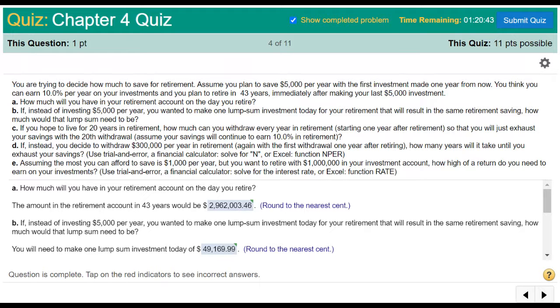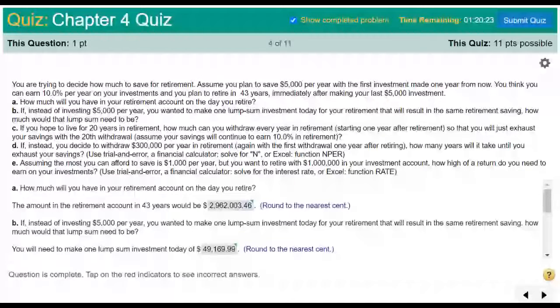Now, you don't want to confuse yourself and start getting cute. So let's just find the present value of this. So we're going to say N equals 43, I equals 10. Payment is 0. Let me finish.